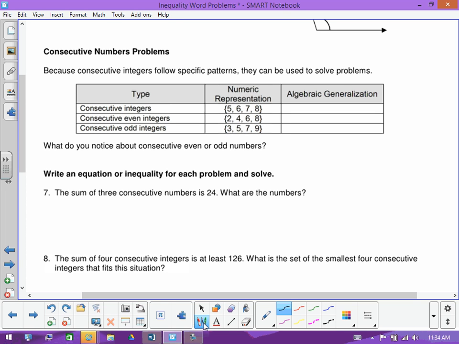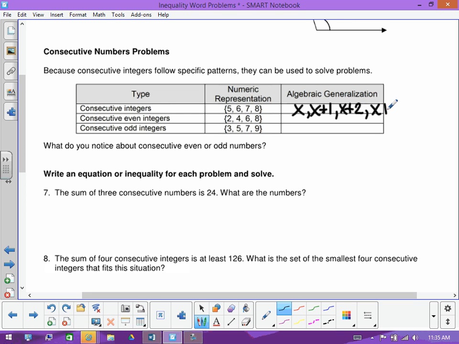So if I'm talking about consecutive integers, 5, 6, 7, 8 for example. If the first one is x, what would you do to 5 to get 6? Add 1. So your second number is x plus 1. What do you do to 5 to get 7? Add 2. Let's go back to your original. What do you do to 5 to get 8? Add 3.